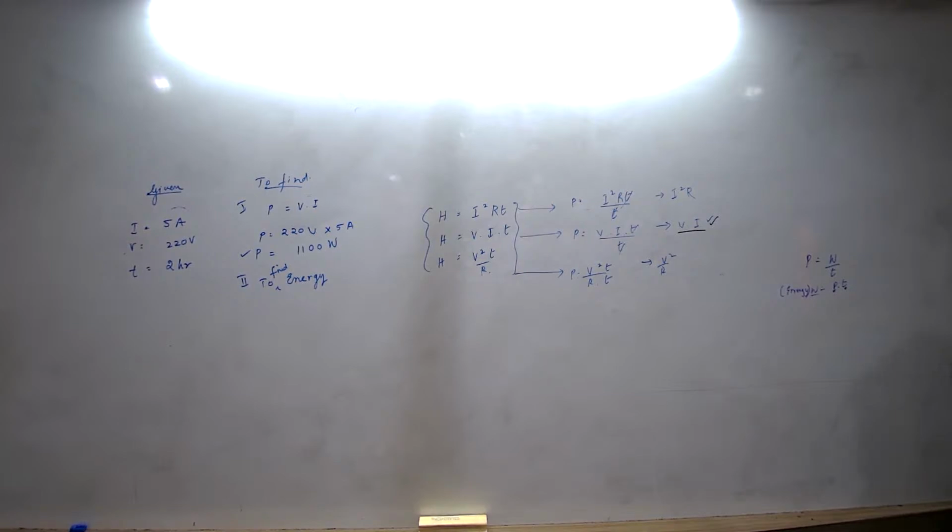Ma'am, it was 2200. If at all they ask you to convert it into joule, then you will have to multiply by 3.6 into 10 raised to the power of 6. That will give you your answer in joule. They have not asked you to do that here.